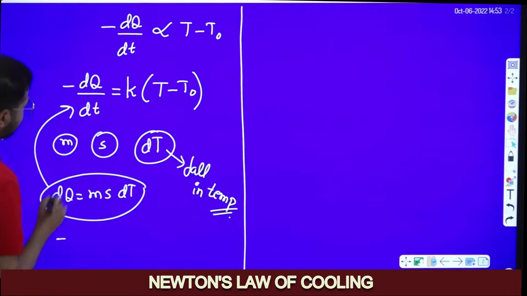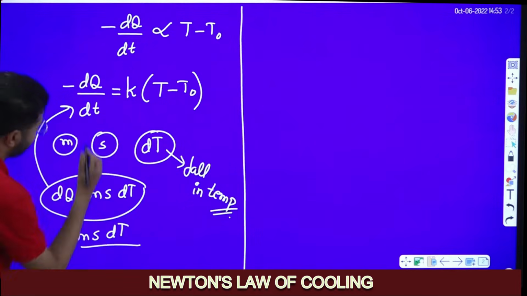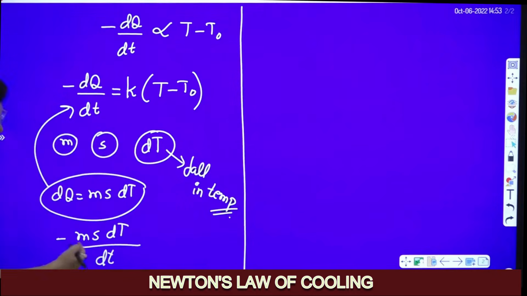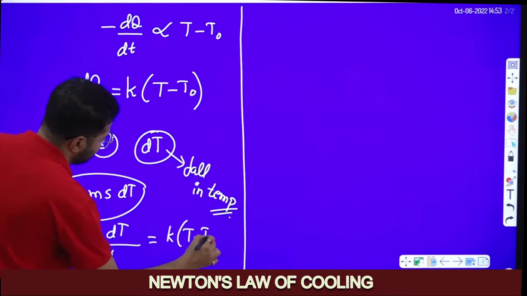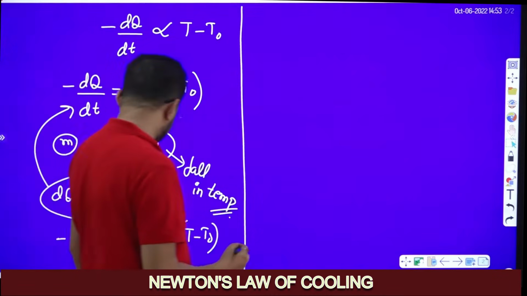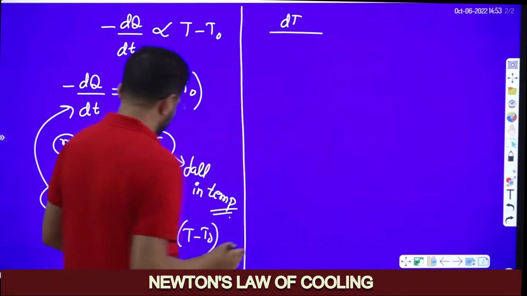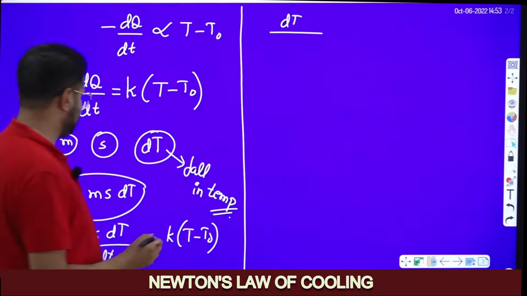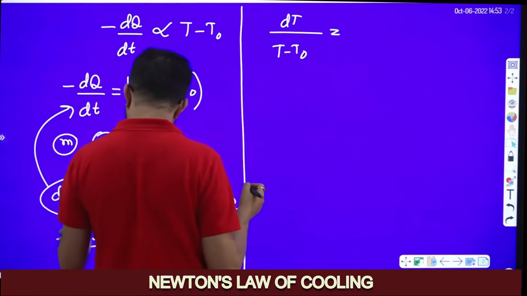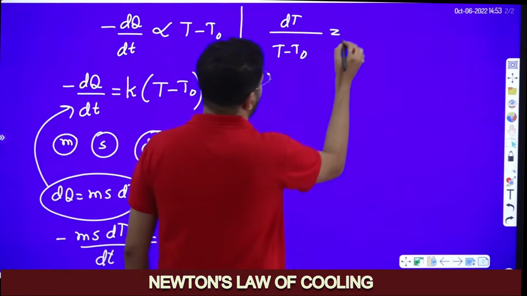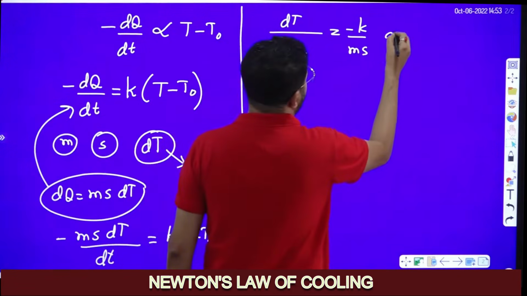What happens? Minus dq means minus m s into dT divided by dt, where small letter t stands for time, is equal to k into T minus T naught. We will simplify this further. dT divided by T minus T naught, we bring to the left-hand side, and minus ms we move to the right-hand side. What happens? Minus k divided by ms into dt.